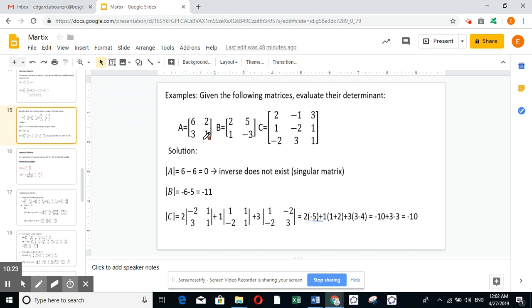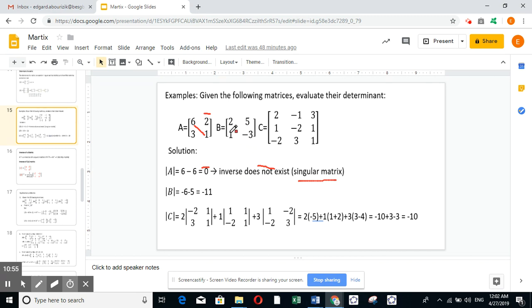To find the determinant for the first one, it's 2 by 2. So what do we do? We multiply the first row, 6 times 1, minus the product of the other row. So 6 minus 6, 0. So we can see the inverse does not exist. When the determinant is 0 and the inverse does not exist, it means we have a singular matrix. We're going to talk about the inverse of a matrix in a while, in the third video. But our aim now is to find the determinant.